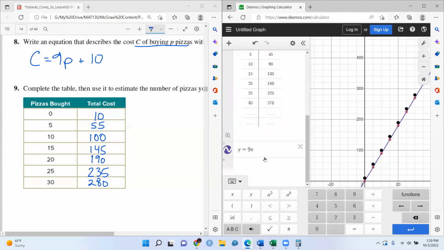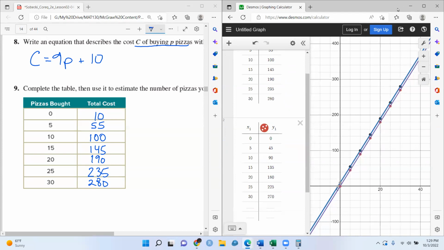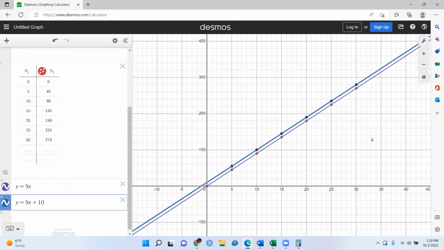And then I'm also going to type in my new equation, y equals 9x plus 10. And then we're going to take a look at our table. Check that out. Let me know when you got that all in.